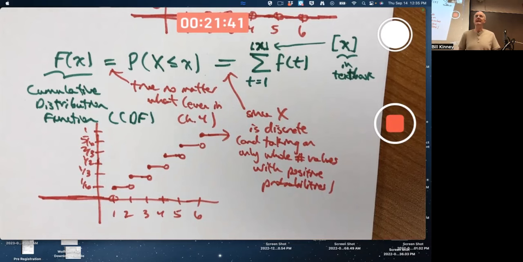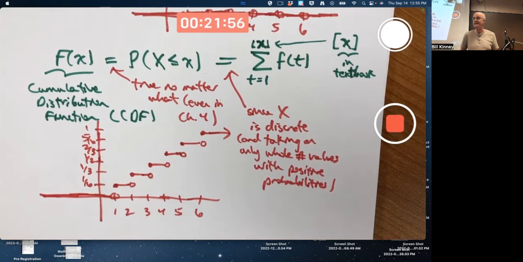So technically speaking, the CDF is defined for all x, and in the discrete case, it's going to be a step function with jump discontinuities. In this example, the jumps all have the same size, 1/6. They go up 1/6, but in general, they don't have to be the same size.